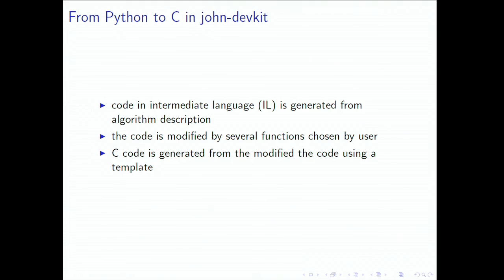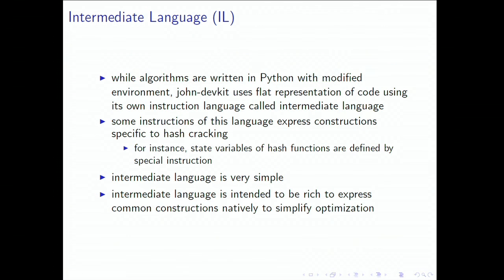And the full route from definition to C in John looks like this. From the algorithm definition, you get the intermediate representation, an intermediate language, which is modified with user-defined filters. That is, the user will definitely control all the changes that happen with the code. The compiler does not do anything itself. After that, you get the C code.